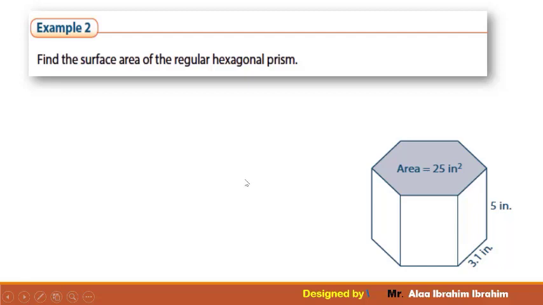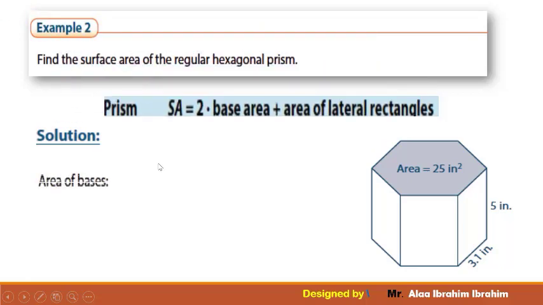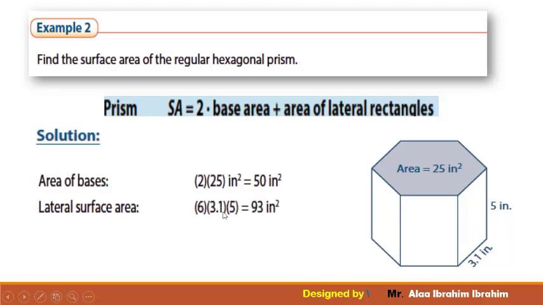So first I find the area of the base. I have it already, it is 25. So this area is 25. And the area of a rectangle is length times width. So the area of the bases is 2 times 25 because I have 2 bases here. So this 2 means I have 2 bases. And then the lateral surface area means how many rectangles I have, 6 rectangles, and the area of 1 rectangle is length multiplied by width. So 6 here means 6 laterals, 6 sides.